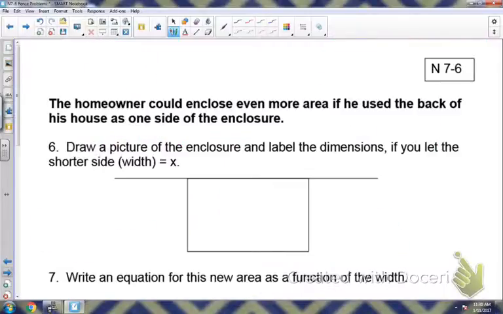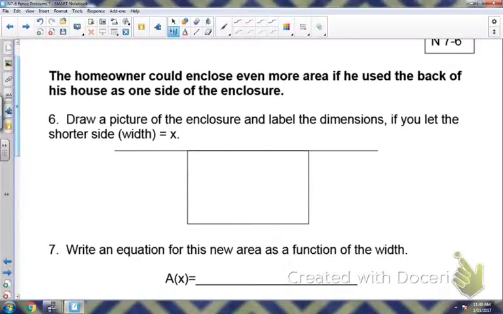Okay, so let's look at the back. The homeowner could enclose even more area if he used the back of his house as one side of the enclosure. So now we're only going to have 3 sides, not 4, because he's using his house as that 4th side. Okay? So we're going to draw the picture of the enclosure, label your dimensions, which means length and width.